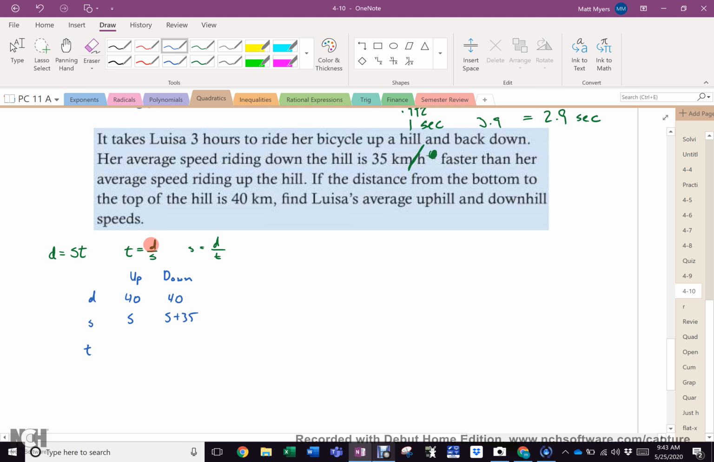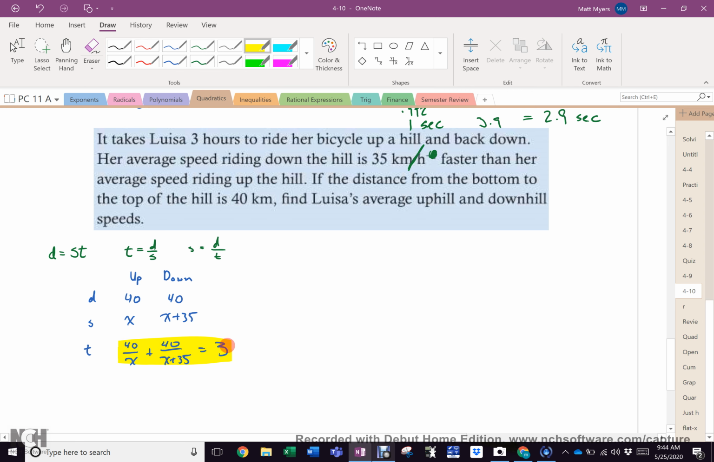And we know that time is distance divided by speed. Well, there's her distance, 40, divided by her speed. The s looks like a 5, so I'm going to go ahead and make it x. 40 over x, that's her time up the hill, plus her time down the hill, 40 over x plus 35. And that's got to equal how many hours? 3. There is an equation, right? Because I have an x and it equals something.